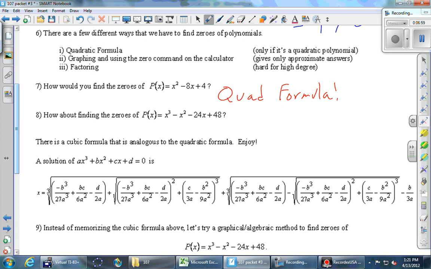What about finding the zeros in the next example? X cubed minus x squared minus 24x plus 48 equals 0. Can you use the quadratic formula? No. What do you think you might be interested in? Maybe we can graph it. We'll end up doing that. But if there's a quadratic formula, then maybe there's a... what's the name for a degree 3 thing? Cubic. Maybe there's a cubic formula. Turns out there is. There it is.